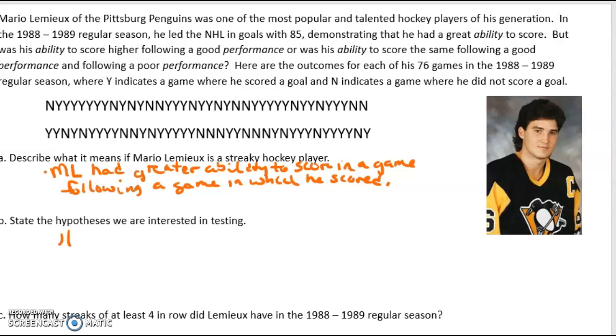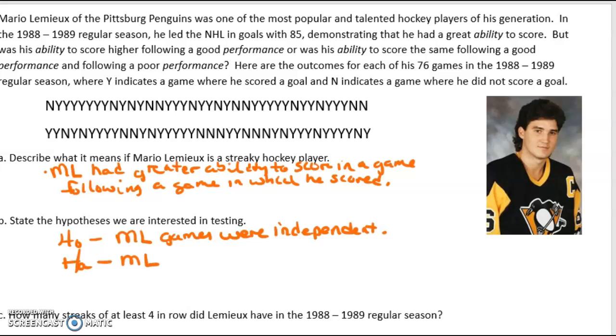So state the hypothesis. Here we go. So the null, we would say that Mario Lemieux's games were independent events, definitely independent. And then for the Ha, we're going to say that Mario Lemieux was streaky. Keeping it real simple again. Or you could say that Mario Lemieux had a hot hand.